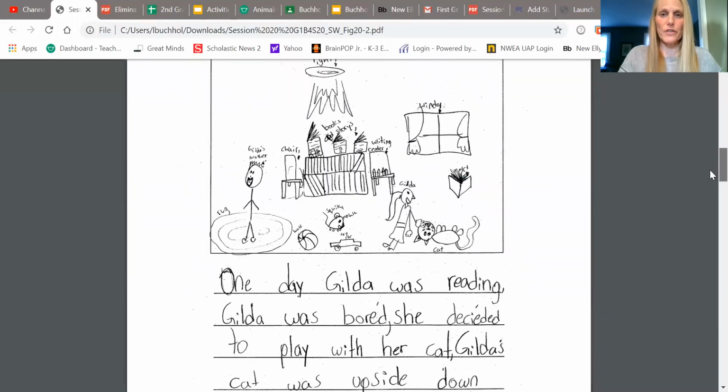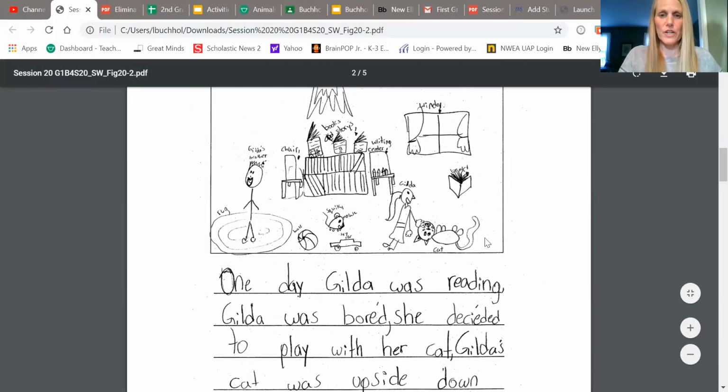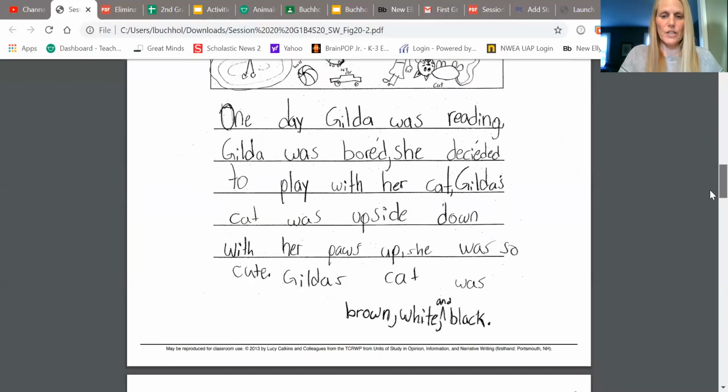Okay, so here she starts off with this nice picture of her cat on its back. And here's the family and her home. And here goes the beginning of her story. She says, "One day Gilda was reading. Gilda was bored. She decided to play with her cat. Gilda's cat was upside down with her paws up. She was so cute. Gilda's cat was brown, white, and black."